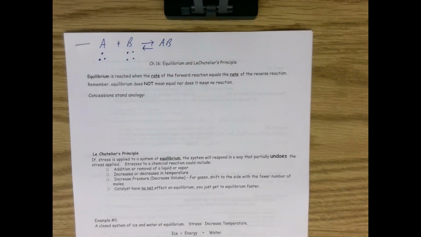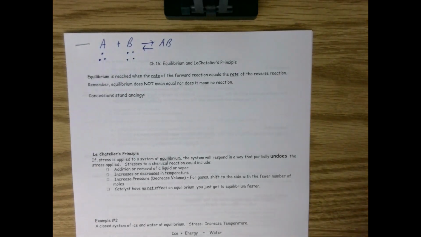So the big idea that we'll talk about is equilibrium. And the definition is typed out there. It says equilibrium is reached when the rate of the forward reaction equals the rate of the reverse reaction. So equilibrium is not when the reactions stop, it is when the two rates are equal.